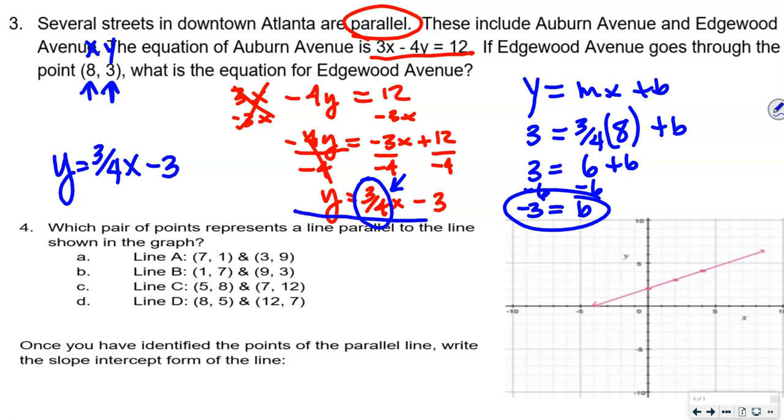Well, what in the world? It's the same equation we already had. Why is that? The reason for that is because this point up here, (8, 3), is on that line.